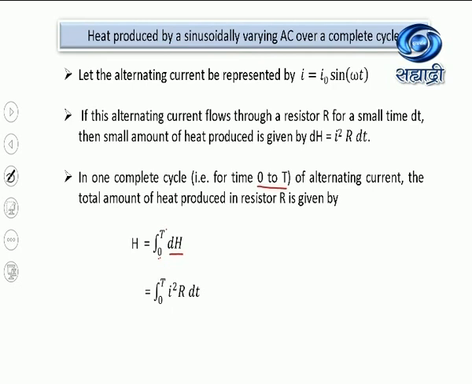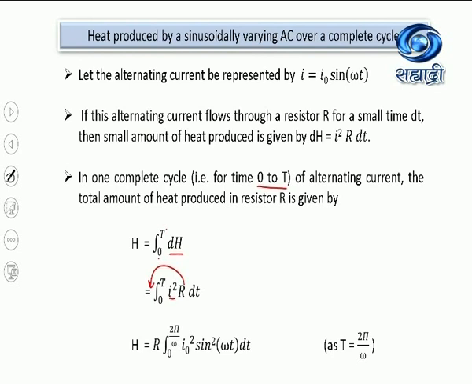Now dH we know it is I square R dt. So H is equal to integration of I square R dt, limits from 0 to T. Now here R is constant which can be removed outside the integral, and that's why H is equal to R integration of I, where I is equal to I naught sine omega t. So we get H is equal to R integration from 0 to 2 pi upon omega.